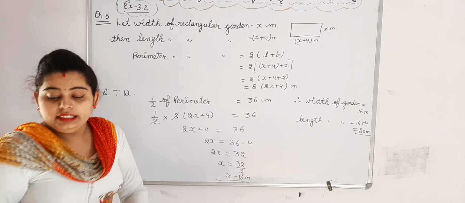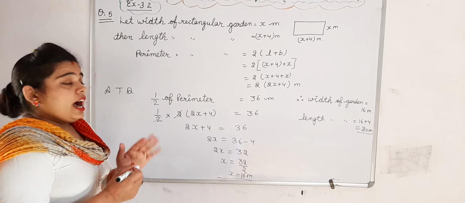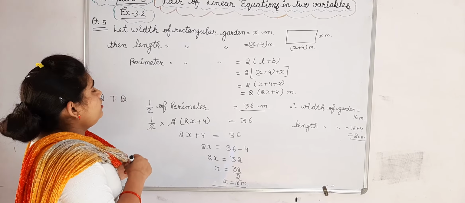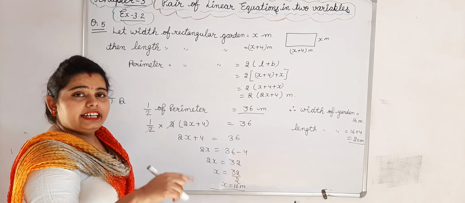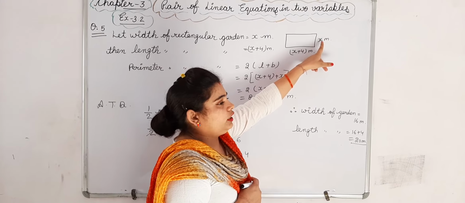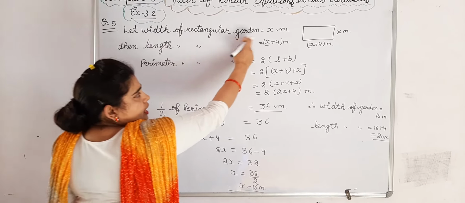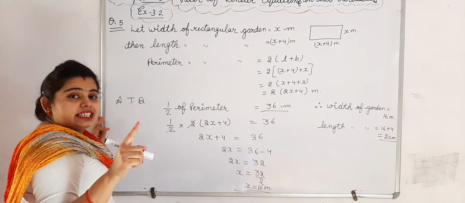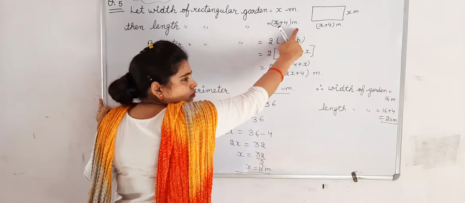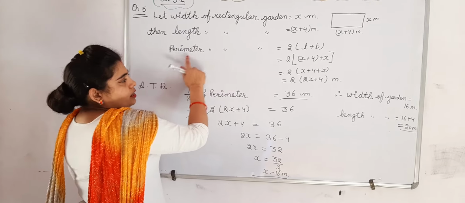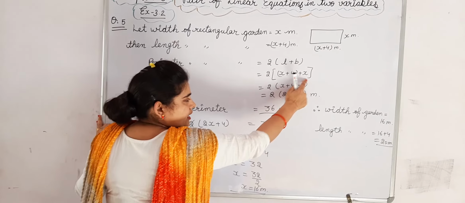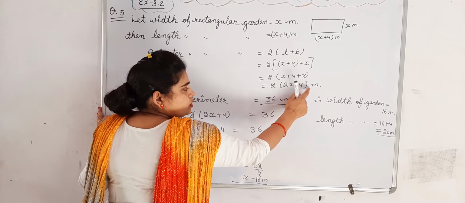This is given. In this question, what is given? Half of perimeter of a rectangular garden is 36 meter. It is given, and length of garden is 4 meter more than its breadth. First of all, we will consider, suppose it is a rectangular garden, we will consider its width or breadth. Let width of rectangular garden is x meter and its length is 4 meter more. Then length of rectangular garden will be x plus 4 meter. Now we have to find its perimeter. Perimeter of rectangular garden is 2 into length plus breadth, means 2 into x plus 4 plus x, means 2 into 2x plus 4 meter.